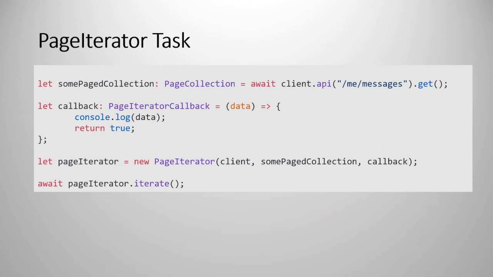So I take that first collection. Well, then what am I going to do on all of those messages? Well, I create a little callback that says, I'm going to do this in case I'm just going to log the data out, right? And then I create a page iterator. I give it a client. I give it a page collection. I give it the callback. And I say, just go for it. If you happen to hit a next link, make the call. So I've wrapped all that ceremony up inside my task. And the user can just get back to doing what it is they want to do.